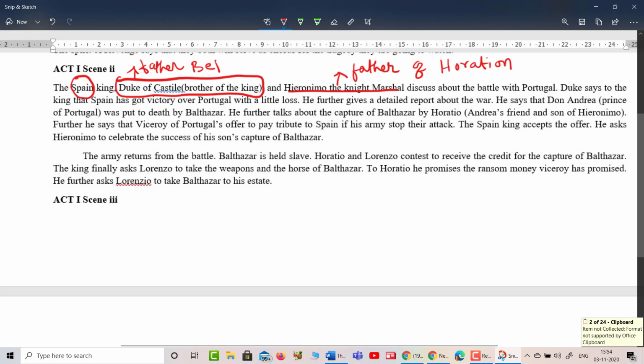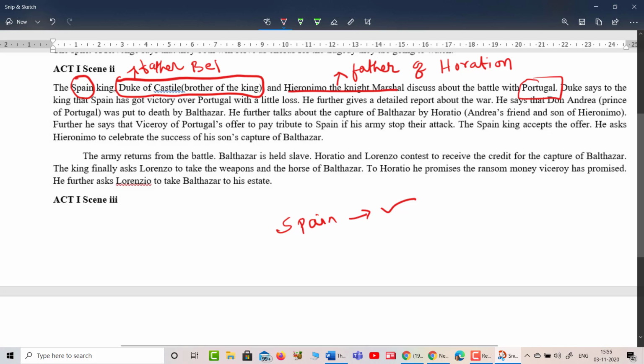Now, you can see there are two persons. One is the Duke of Castile, and the other is Hieronimo, who is the father of Horatio, and his position is Knight Marshal. And they are discussing the battle with Portugal. The fight with Portugal is going on, and they keep discussing it. Now the Duke says to the king that Spain has got victory over Portugal with a little loss. Spain has got the victory, and now the matter is reported to the king.